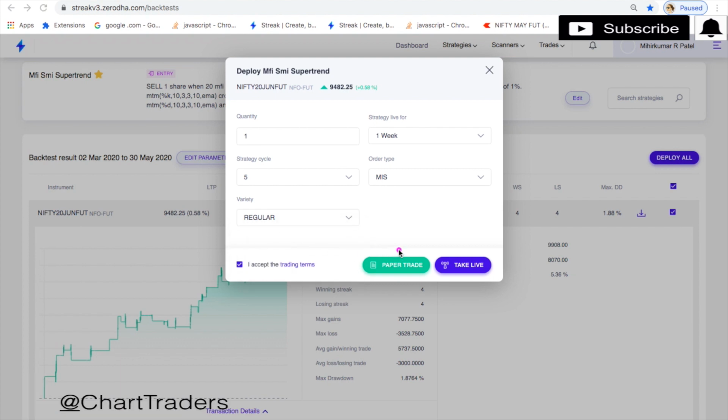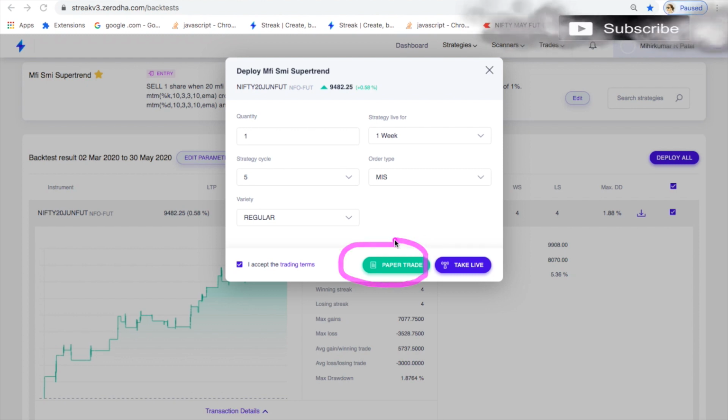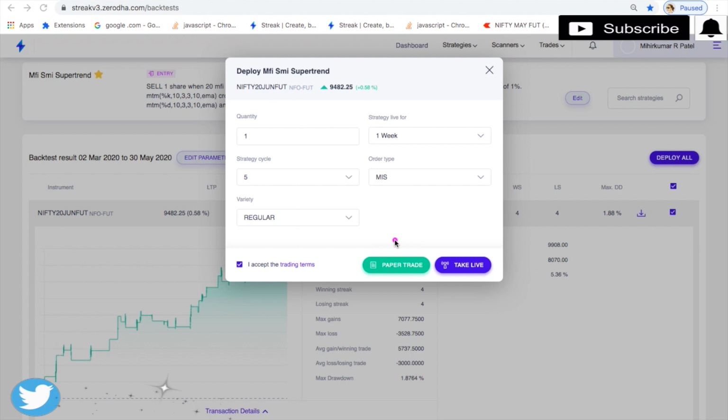Whenever you click paper trading, it's like your virtual trading, and a log will be maintained by Streak: buy time, buy price, sell time, sell price. At the end of the day or during the market you can see the log also. So no order will be given to your trading account.